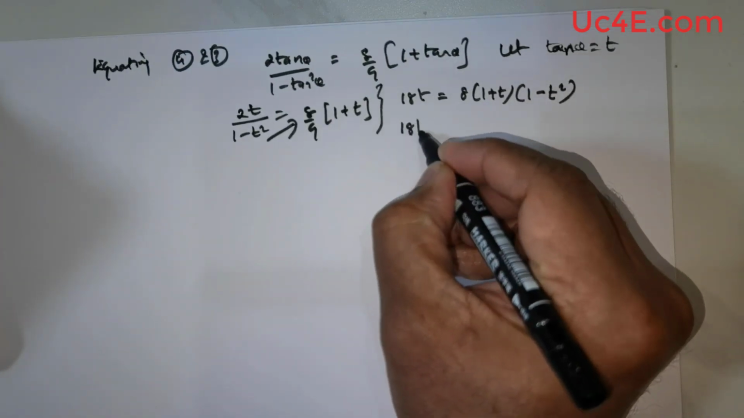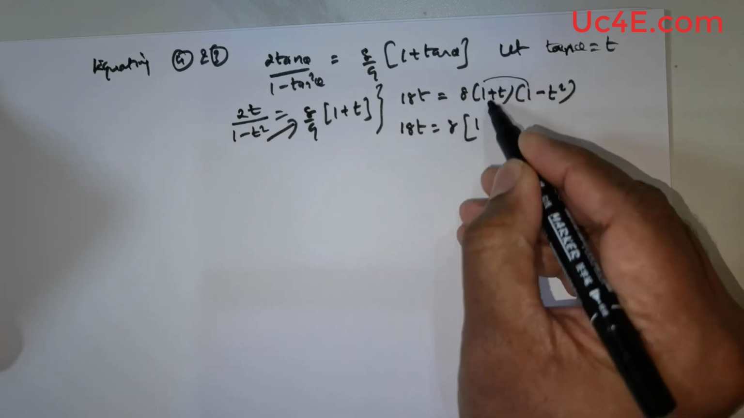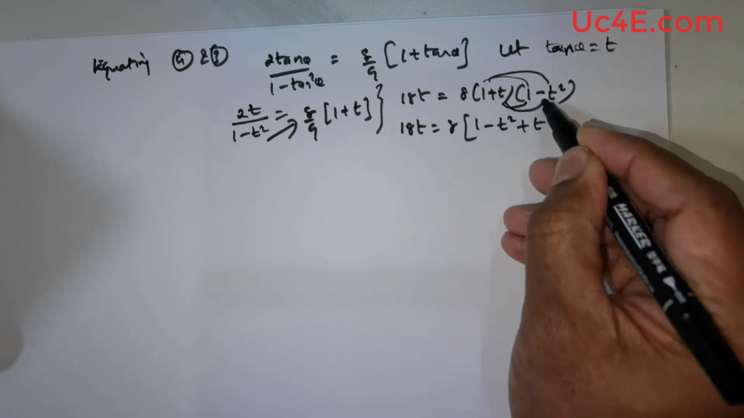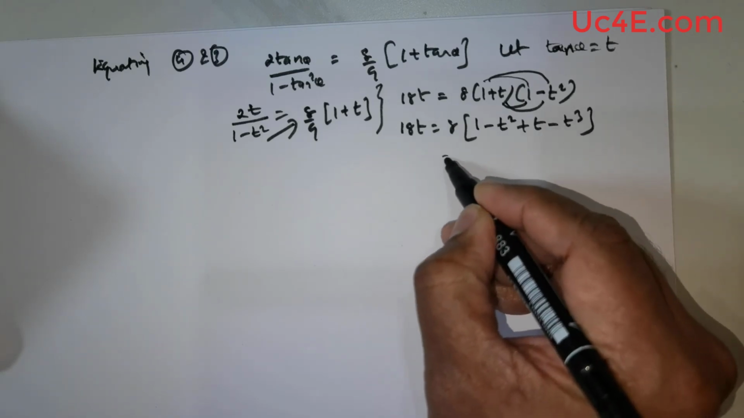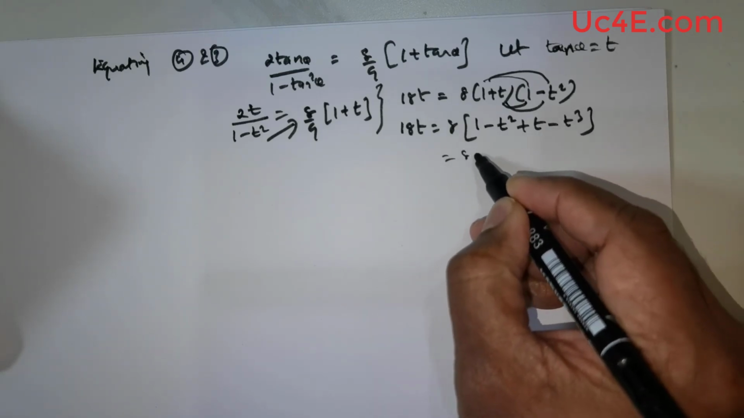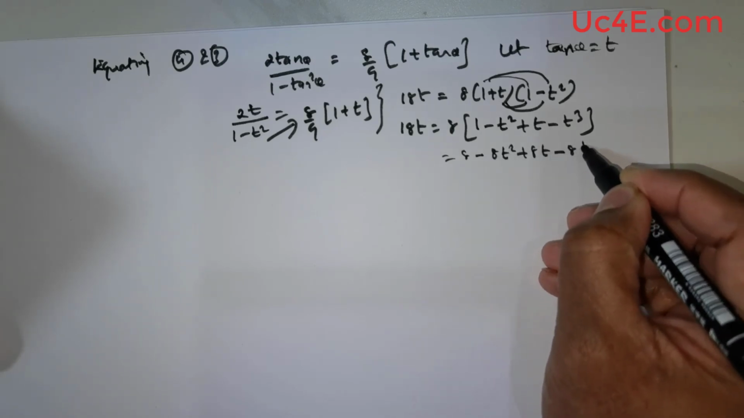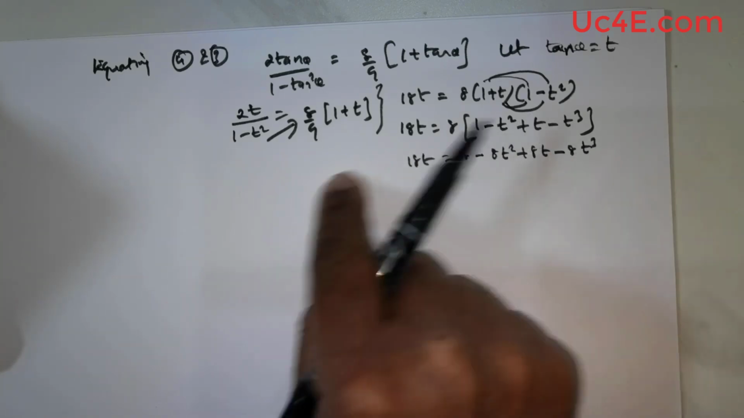So you have 8 times (1 − t²) times t: distributing, 1 into 1, 1 into negative t squared, t into 1, t into negative t squared is negative t cubed. This can be rewritten as 8 times t minus 8 times t squared plus 8 times t minus 8 times t cubed is equal to 18t.